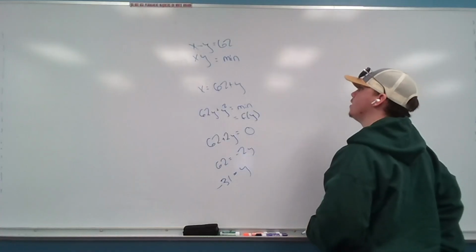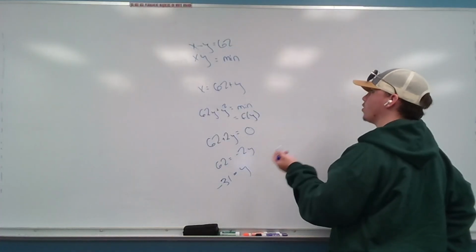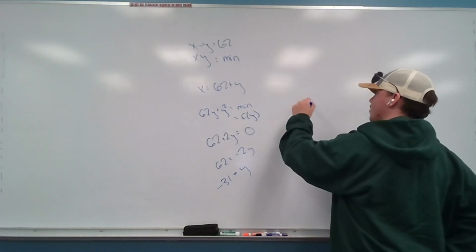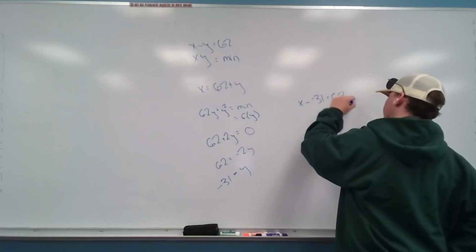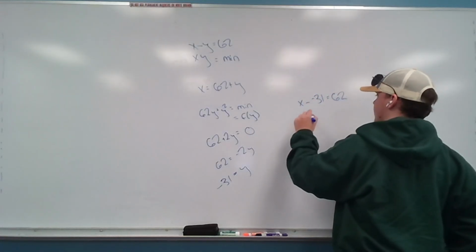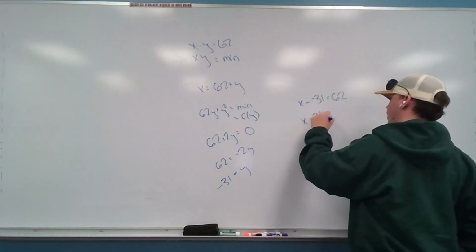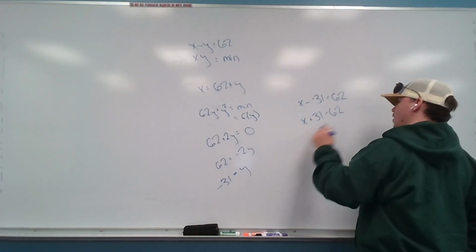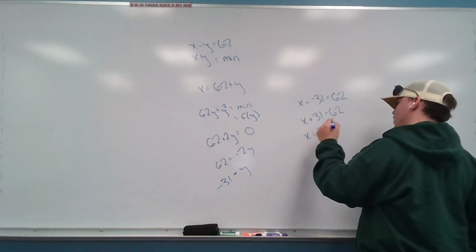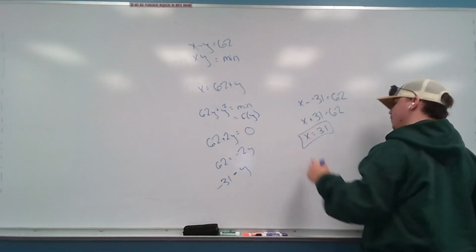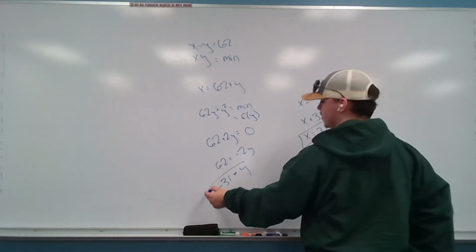Now, what we can do is plug it back into the other equation. So x minus negative 31 equals 62, which means x plus 31 equals 62, and therefore x equals 31. Boom. And it's as simple as that.